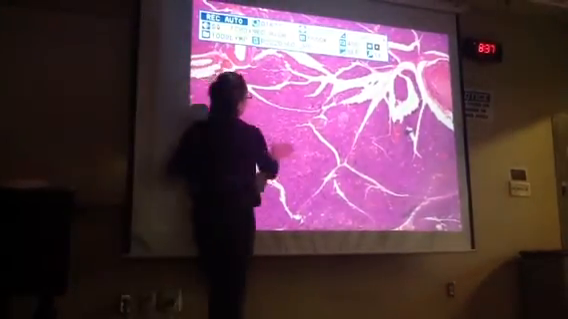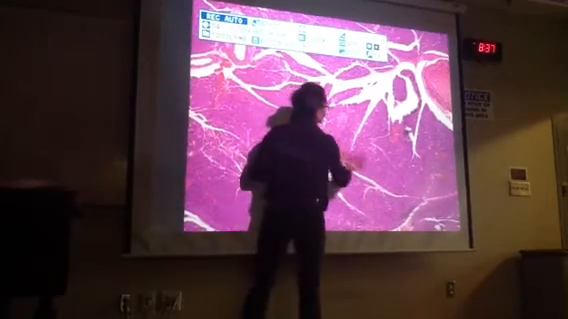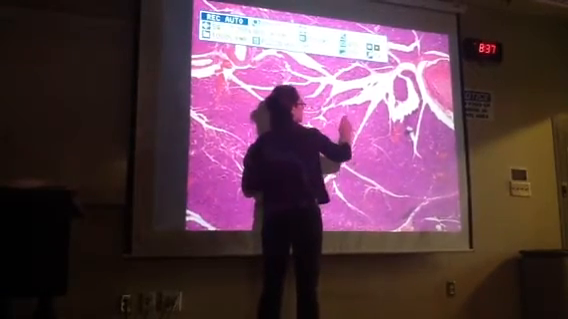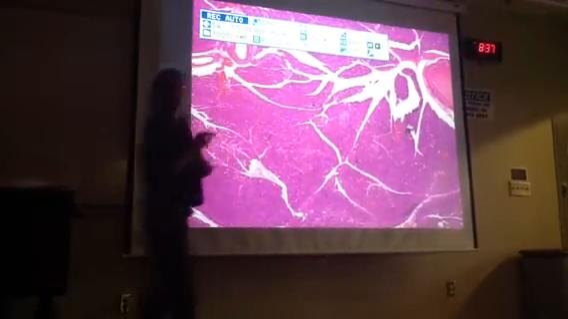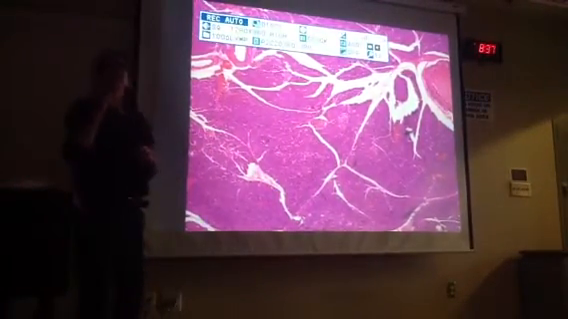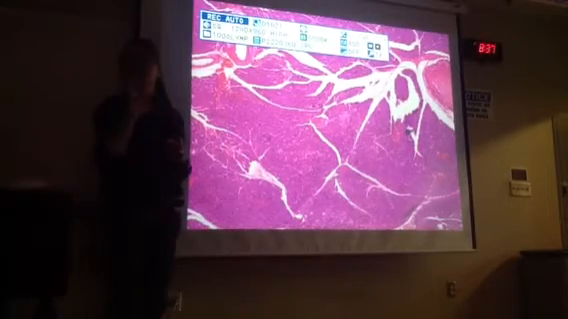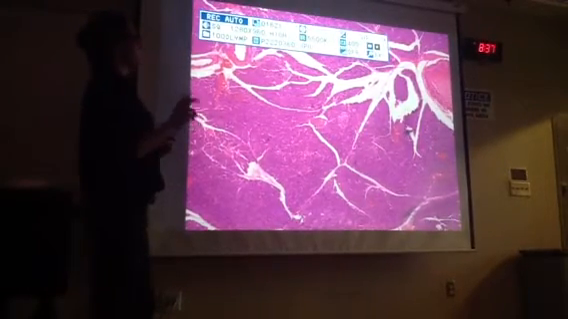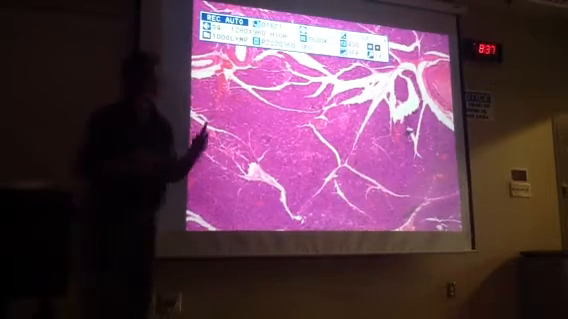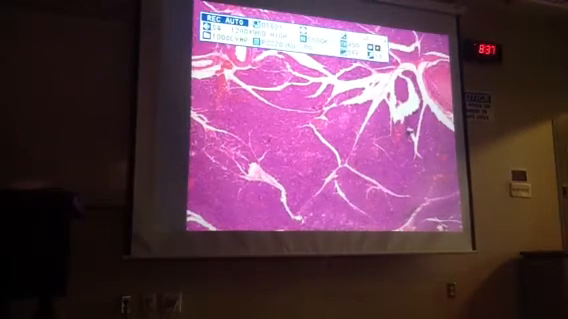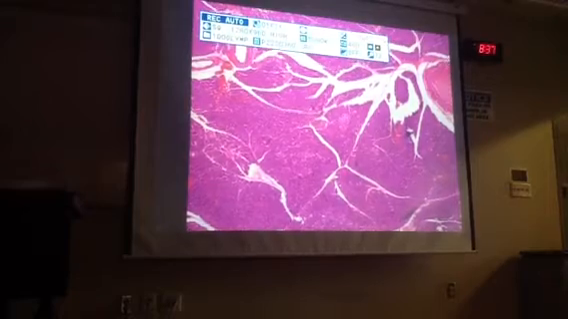So acinar cells or acini cells, these lighter areas are your islets. Inside of them are alpha and beta cells. You can't tell the difference between the two. It's too hard to tell. But just know that alpha and beta cells are making glucagon and insulin. If we magnify this, again, this is at 4x.